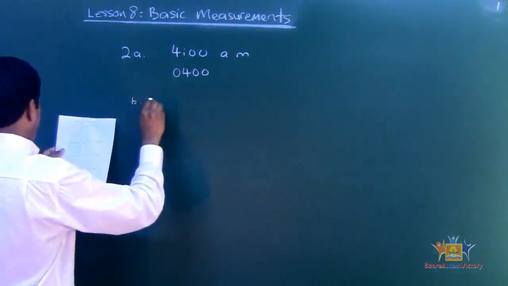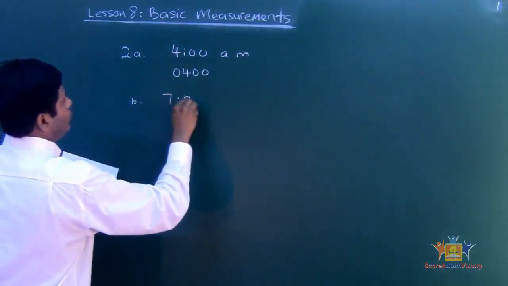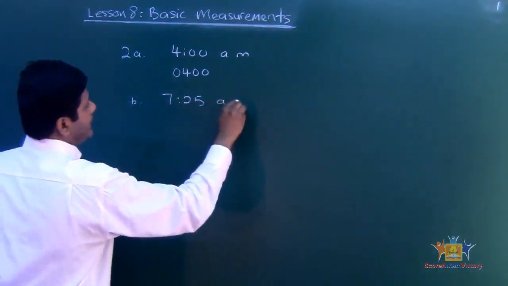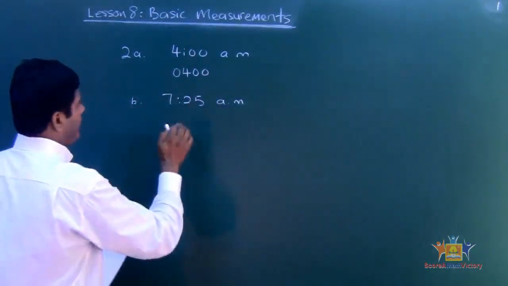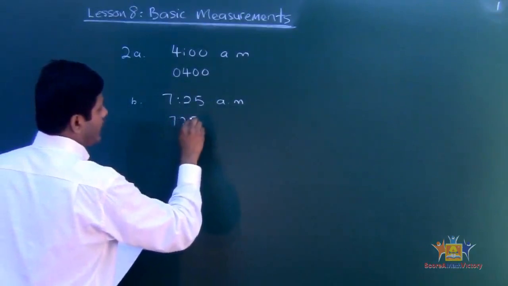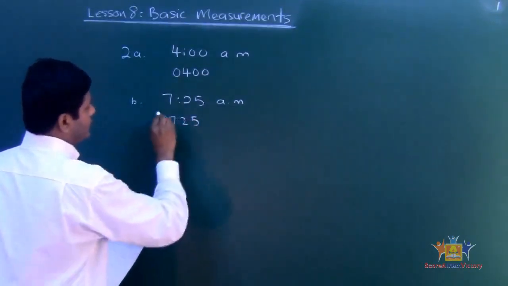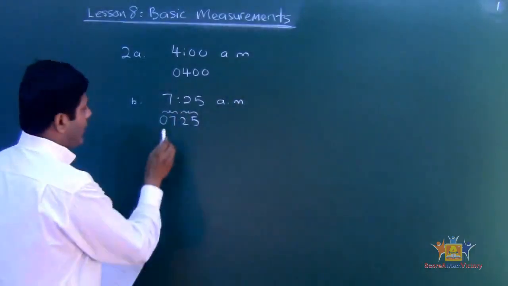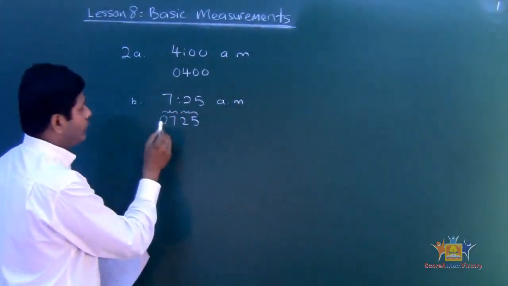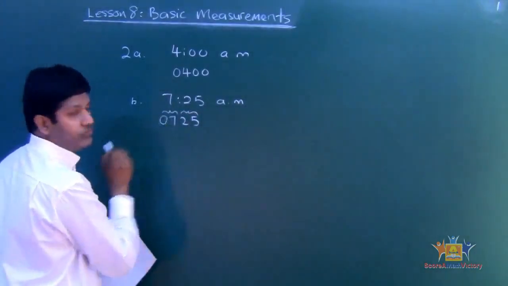So B, you're given 7:25 a.m. and again, you haven't passed the 12 noon yet. So you write down 7:25 and then put a 0 in the front. Why? This is the hour and this is the minute. The hour has 2 digits, and in this case it's only 1 digit, that's why I put a 0.